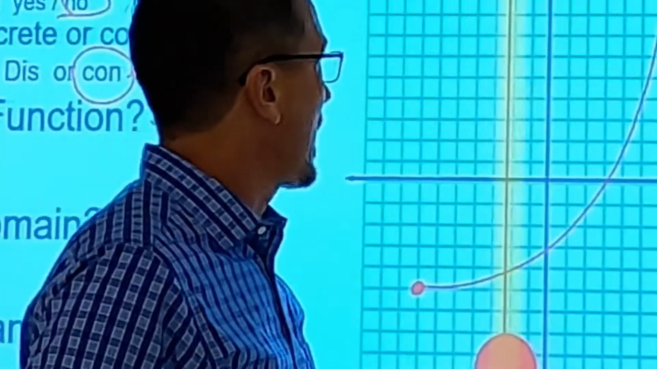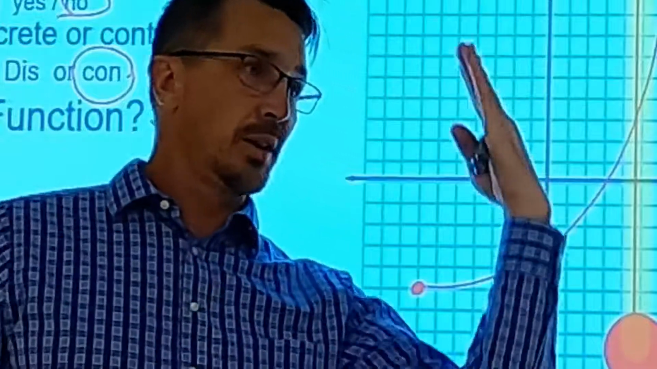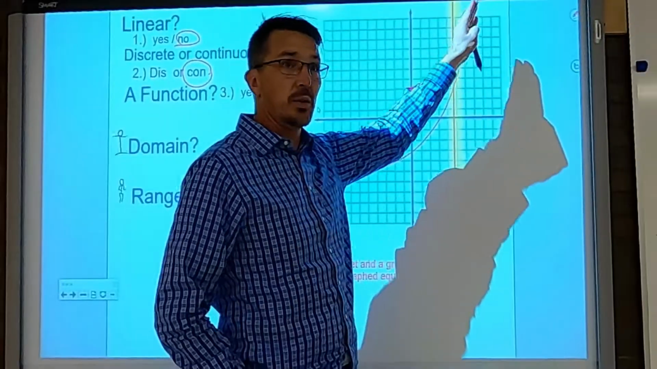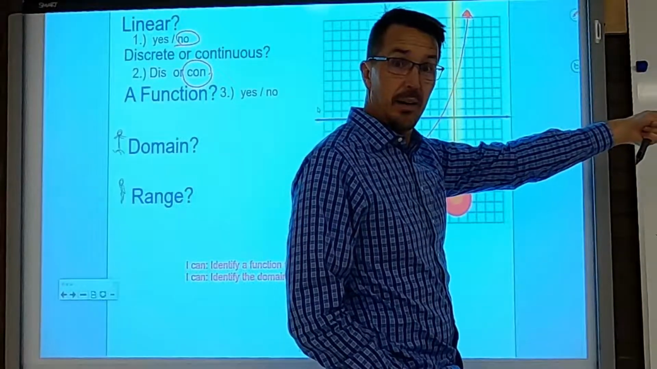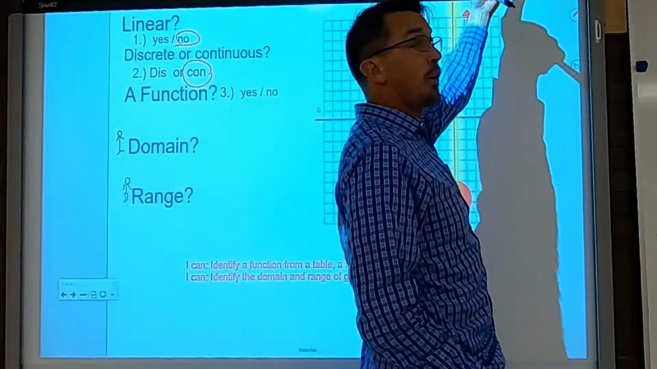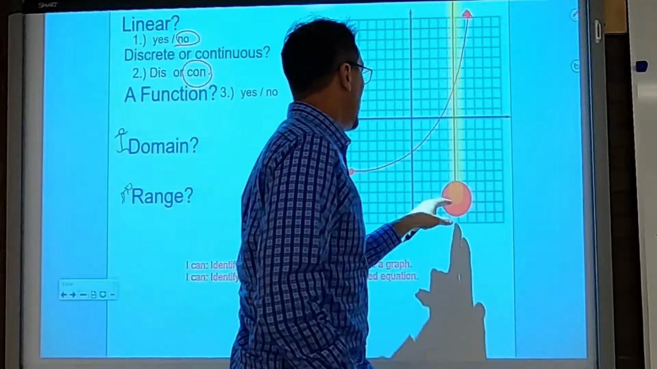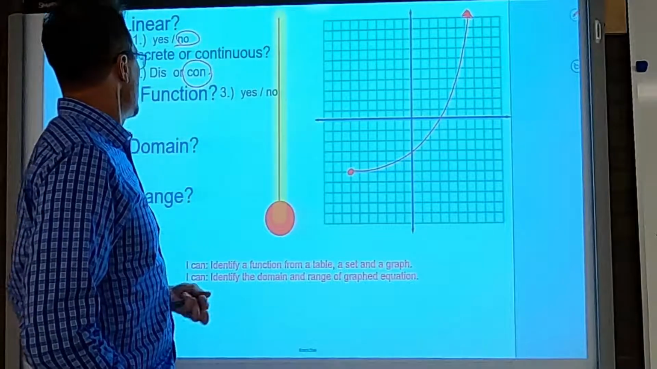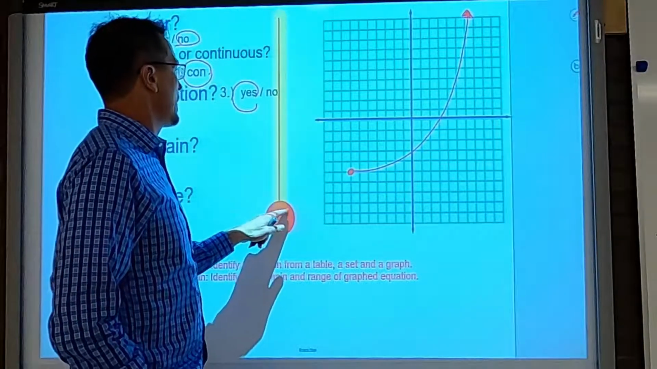Yes. Even though it kind of looks like it's going straight up, it's not going straight up. It keeps going out gradually. So it keeps going out to the right in the positive x direction. It keeps going up in the positive y direction. So this is a function. And finally, the domain and range.